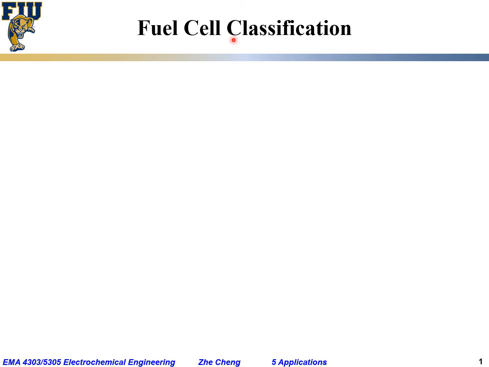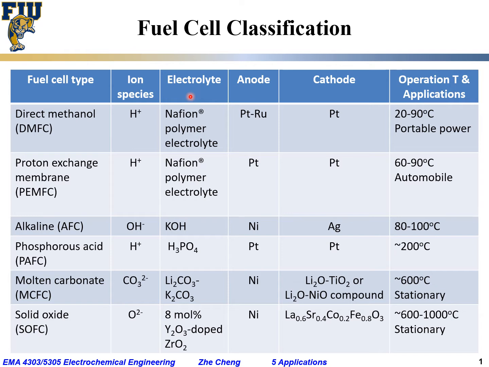Similar to batteries, there are different ways to classify or categorize fuel cells, and one common classification is given here. The first column represents fuel cell type. The second column represents the ionic species that get transported through the electrolyte. And then the third column represents electrolyte material. The fourth column represents the anode material, the active anode material.